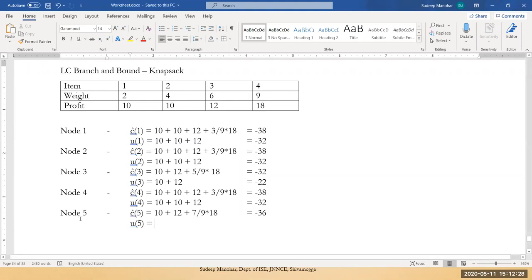Node number 5, without fraction. Without considering item number 2, 2 plus 6 is the only option available. You can consider the first item, next is the second item. 2 plus 6, it is 8. You cannot include the next one, the fourth one. That is 10 plus 12, that is equal to minus 22.